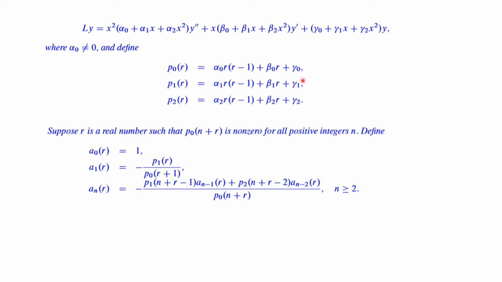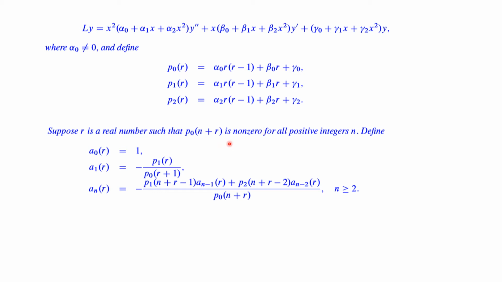These other two, this one has alpha 1, beta 1, and gamma 1 as coefficients, and those are aligned with the linear terms that we see up here. And P2 of r has alpha 2, beta 2, gamma 2, and those are the coefficients lined up with the squared terms up there. Okay, so those are polynomials that can be derived from this expression, and they're going to play a role in our calculations. We still don't know what r is.